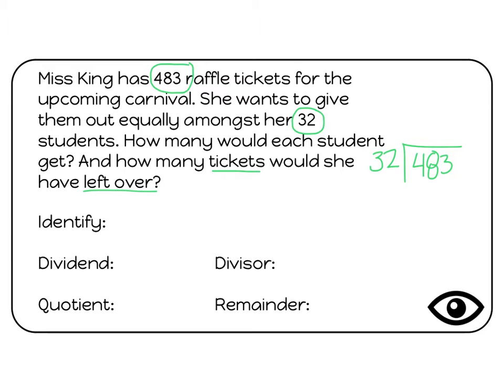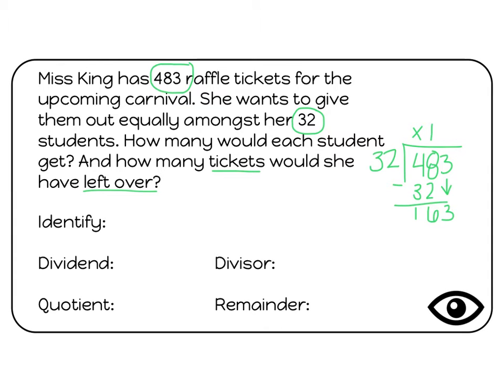32. So remember, 32 has to go in as a whole, so it can't go into 4. It has to go into 48. It can only go into 48 one time because 30 plus 30 would be 60, and that's too much. So 32 goes underneath, and we subtract. 8 minus 2 is 6, and 4 minus 3 is 1. Then we're ready to bring down the 3.